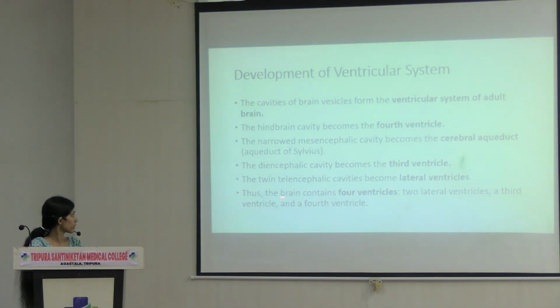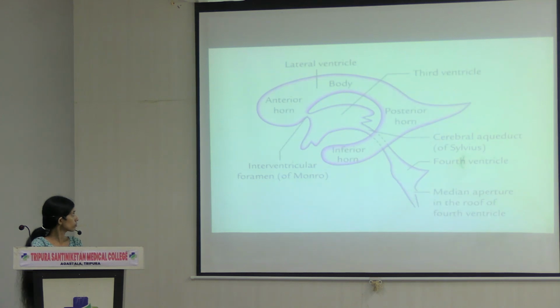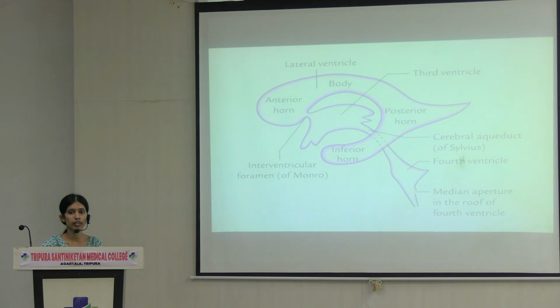Thus the brain contains 4 ventricles. Those are 2 lateral ventricles, a 3rd ventricle and a 4th ventricle. So when it is ventricles, you have to mention only 4 ventricles. Your aqueduct will be a separate topic. You can see the structure. This is how the ventricles will appear in the developing embryo. You can check which ventricle or cavity is present between which 2 areas.